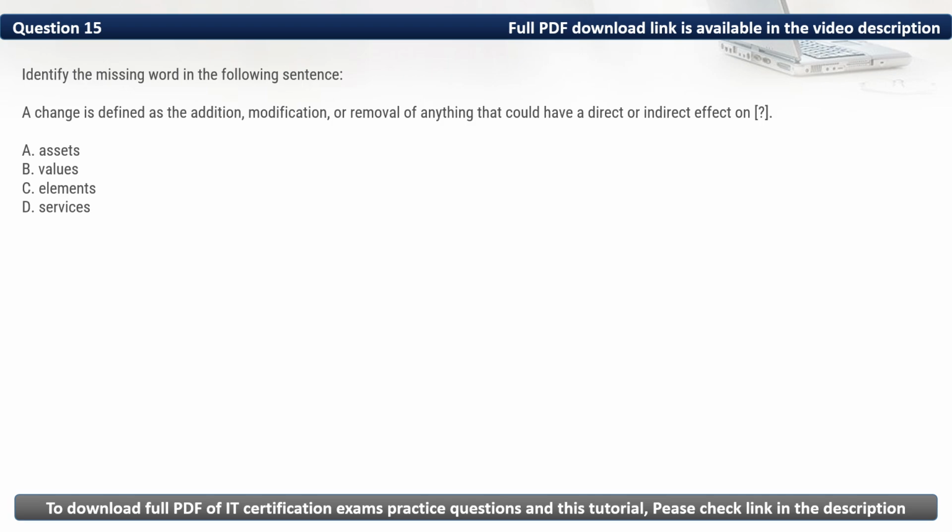Question 15. Identify the missing word in the following sentence. A change is defined as the addition, modification, or removal of anything that could have a direct or indirect effect on dash. Here in this question, the missing word in the given sentence is services. Thus, the correct option is D.